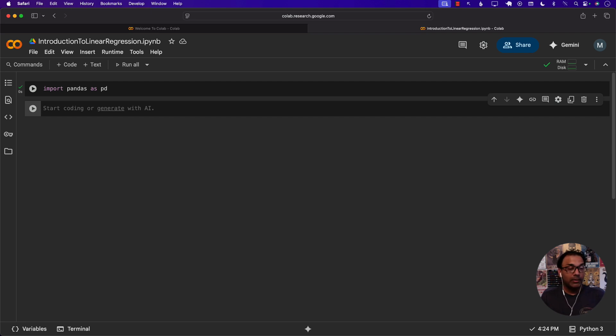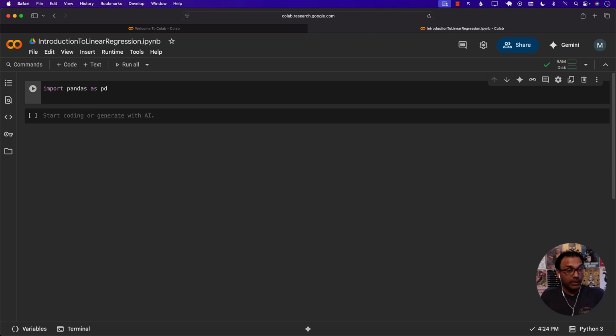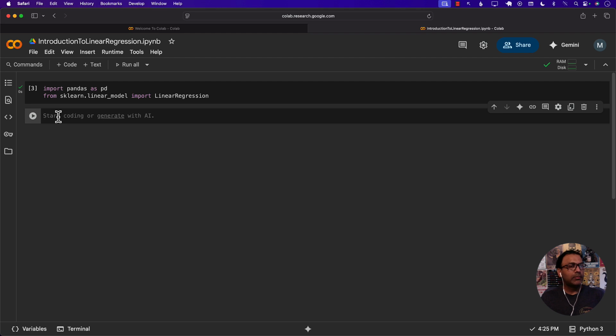Now, next thing we're going to import, apart from pandas, is the linear regression algorithm. And that is in the scikit-learn library. So we're going to use scikit-learn, sklearn.linear_model, and import LinearRegression. And if I run this cell, both of these things will be imported. That's the good thing about using Google Colab, is that we didn't really have to install these packages. They were already installed.